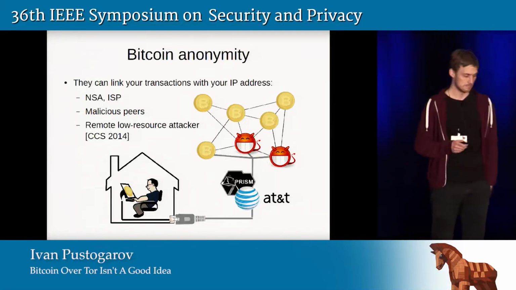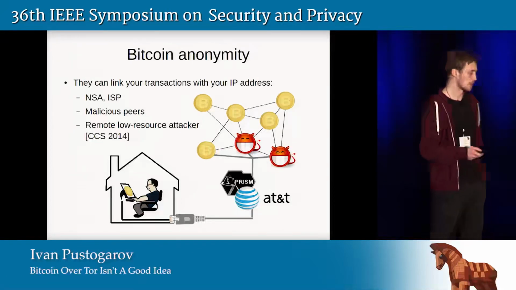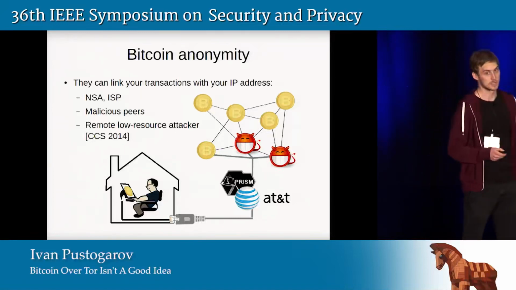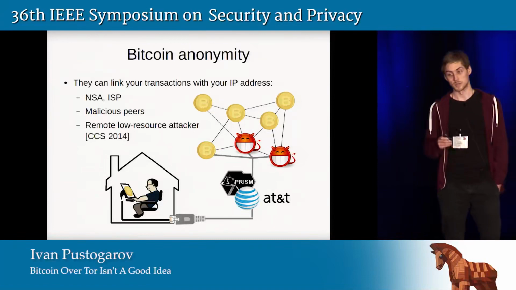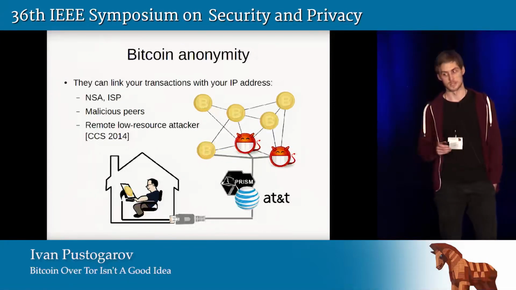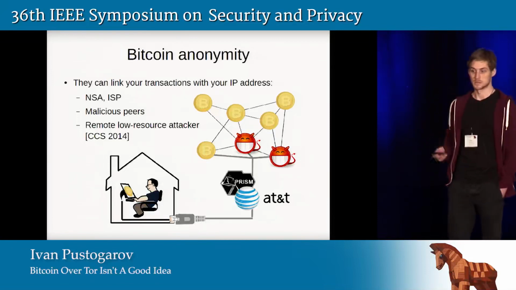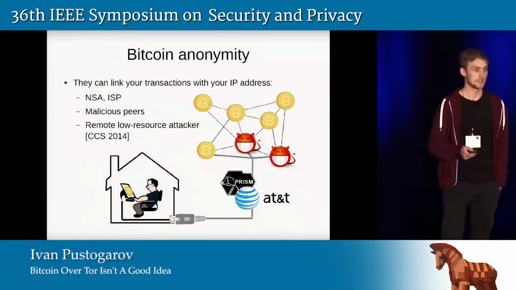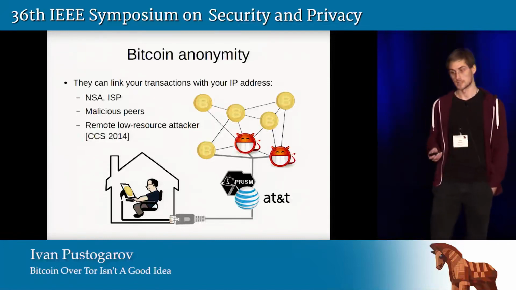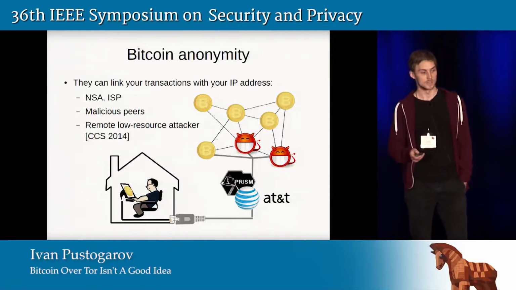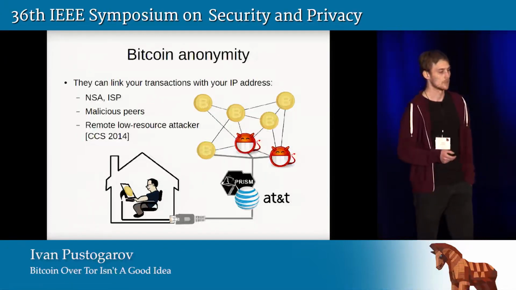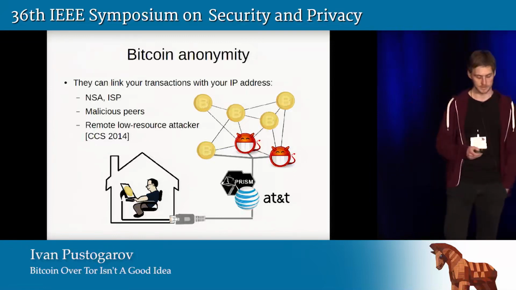This encourages people to use Tor. Why? One of the reasons is that Bitcoin does not encrypt its transactions. So everybody who is in between the user and the Bitcoin network can reveal the IP address of the user. It involves internet service providers or malicious peers to which the user was unlucky to connect, or it can even be done with good enough probability by a remote low-resource attacker.